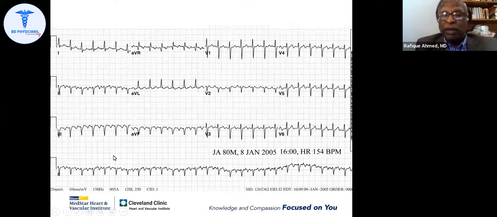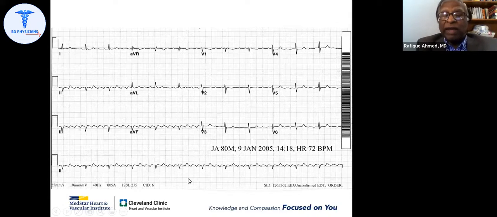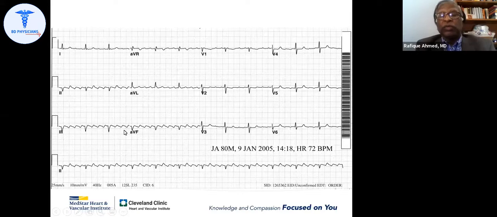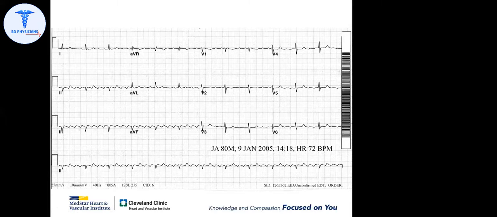And then of course, this is 8th of January, probably the patient got medication, and the next day, 9th of January, the rate slowed down, and you can see this typical sawtooth appearance, atrial flutter. So atrial flutter with 2-to-1 conduction. Any supraventricular tachycardia with a rate around 150 beats per minute, please think of atrial flutter. Thanks, Mahbuba.